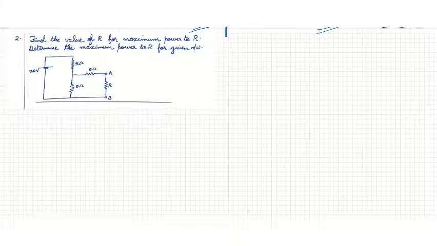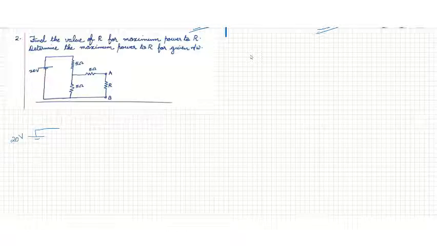Now let's consider another question. Find the value of R for maximum power to R. Determine maximum power to R for the given network. So first step is calculation of VTH. Before that, I am redrawing the same circuit.